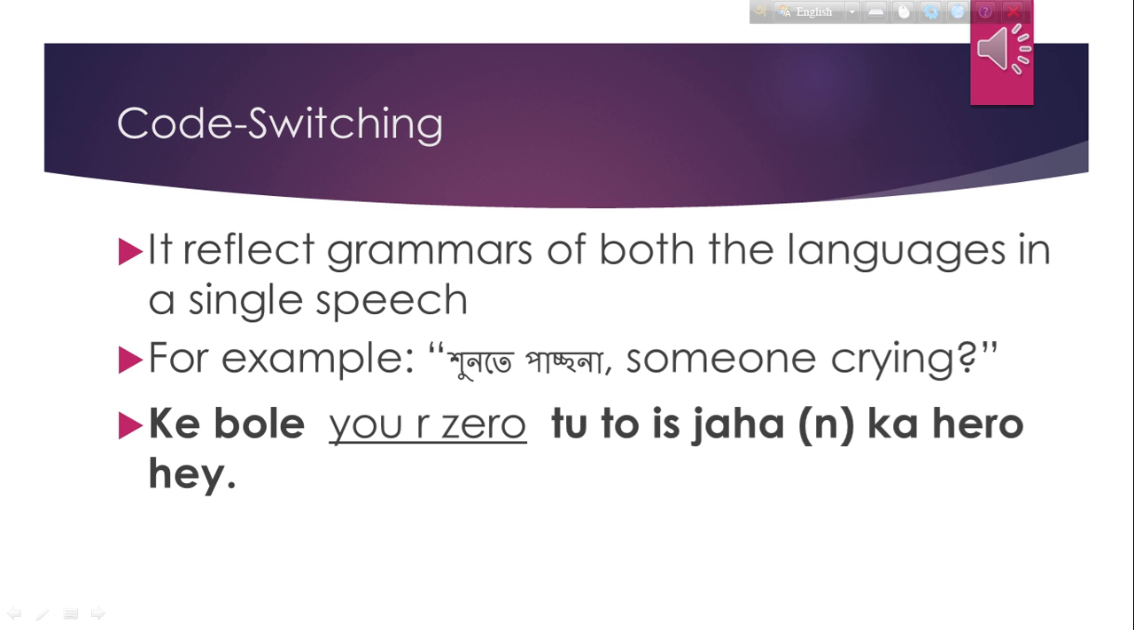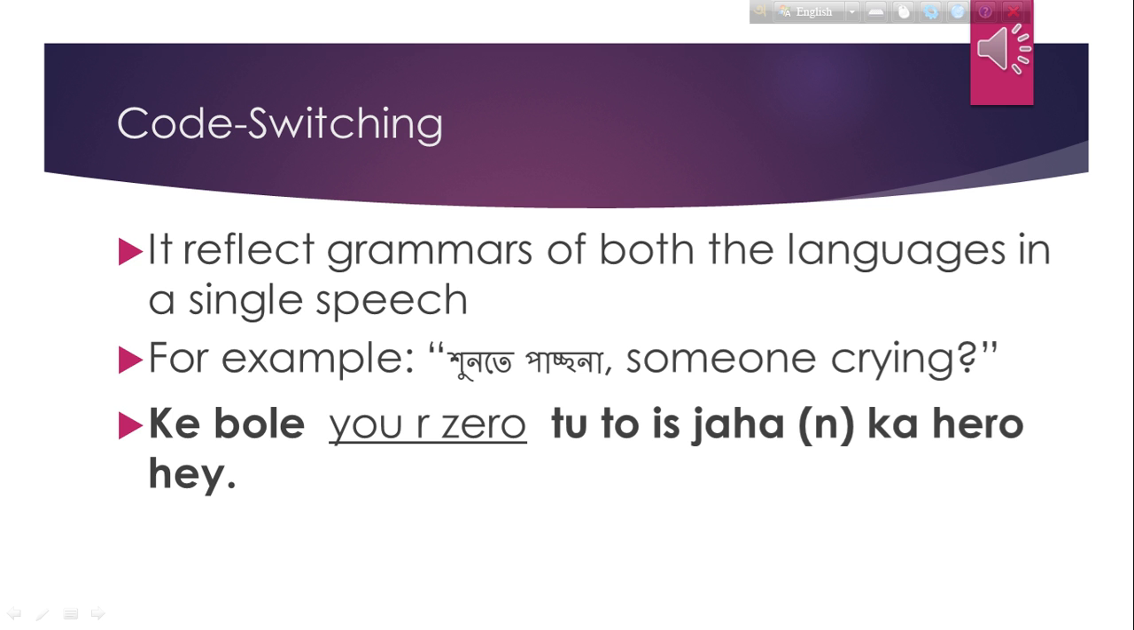In the same way, we have another example here. কে বলে you are zero, তুই তো এই জাহানের hero হয়। Here also the speaker has switched from the code of Bangla language to the code of English, then again to the code of Hindi. So ke bole is a Bangla part and you are zero is the code of English, and tu to is jahan ka hero hai, this is the code of Hindi language.